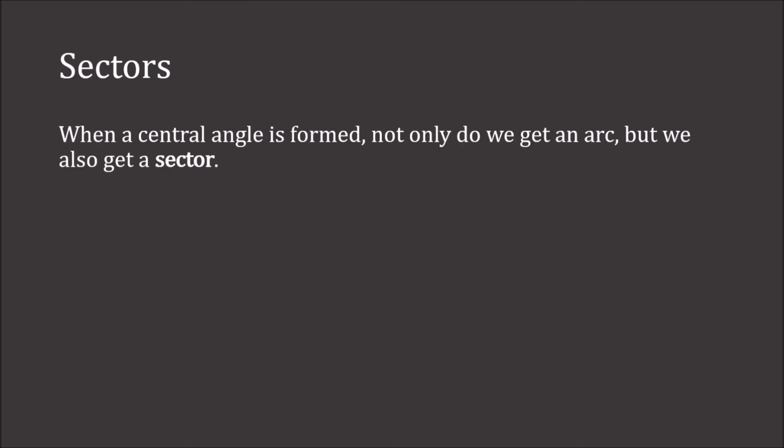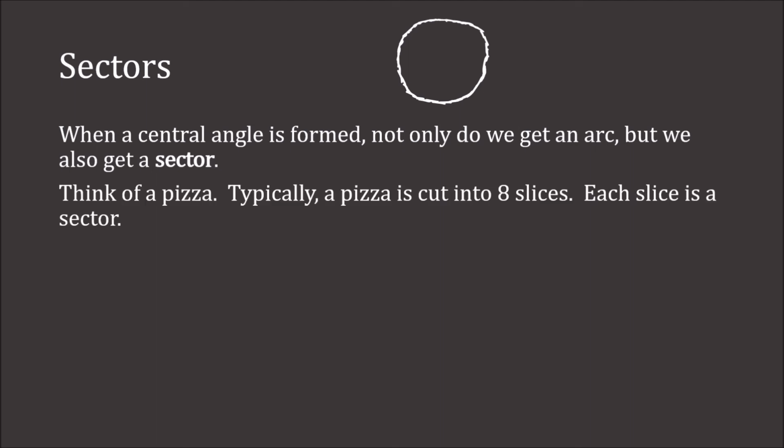Now, when a central angle is formed, not only do we get an arc, but we also get what's known as a sector. So think of a pizza. I'm just going to draw something up here. It doesn't have to be a pizza, anything round, a cake. So here's our pizza. Now, typically a pizza is sliced into 8 slices. Let's do it this way. It's the easiest way to slice it.